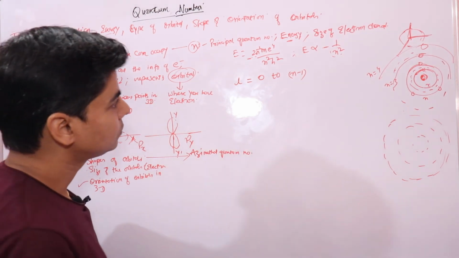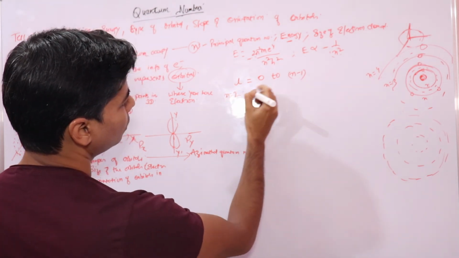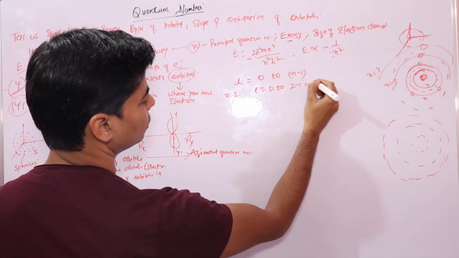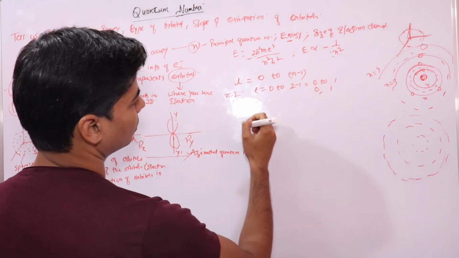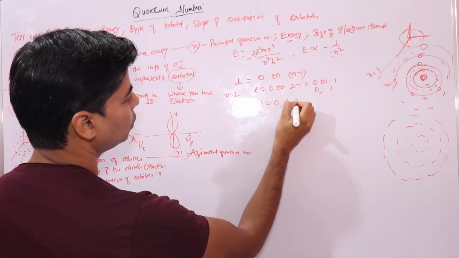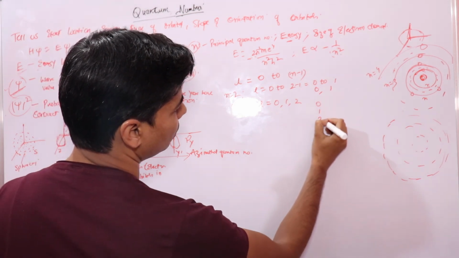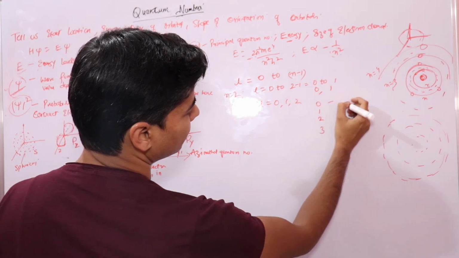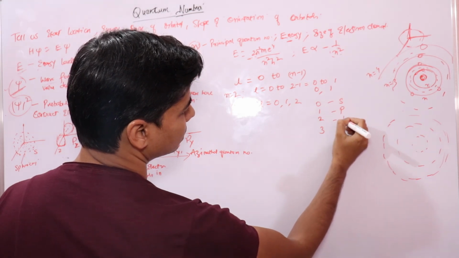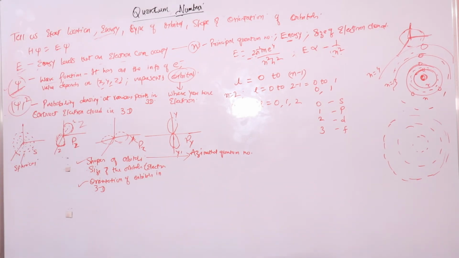If for n equals 2, L equals 0 to n minus 1, that is 2 minus 1, you have 0 to 1, that is 0, 1. For n equals 3, you have the values of L 0, 1, 2. I'll write it over 0, 1, 2, 3. What do these represent? The shapes of the orbitals. P orbital, this is your D orbital, this is your F orbital. S, P, D, F. This is how we represent.